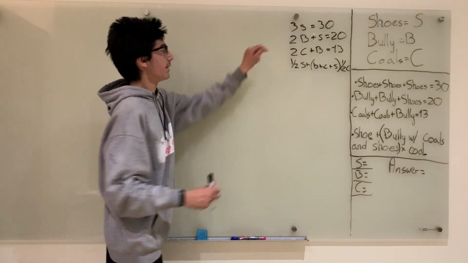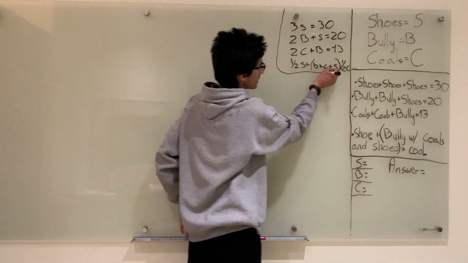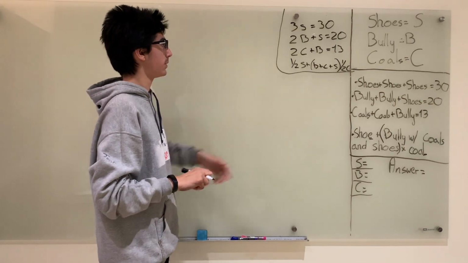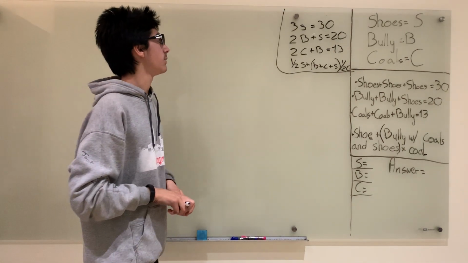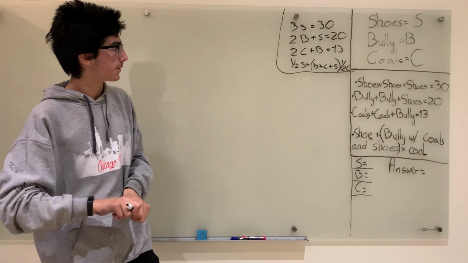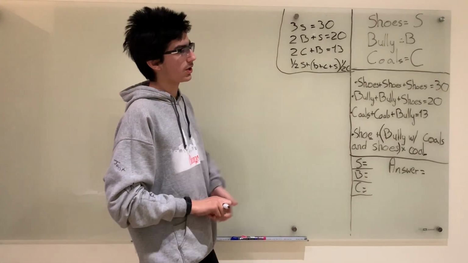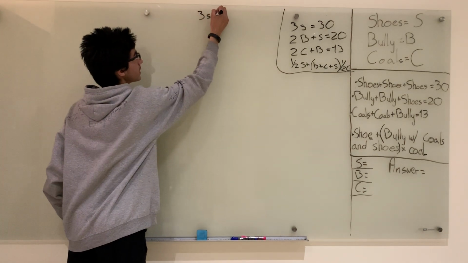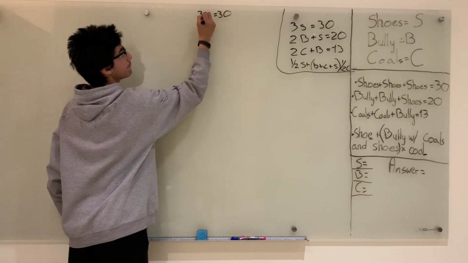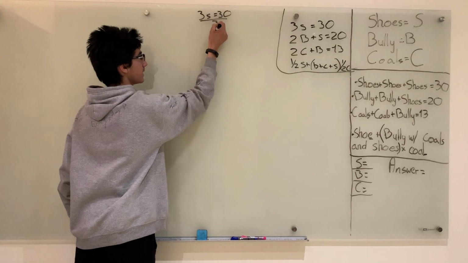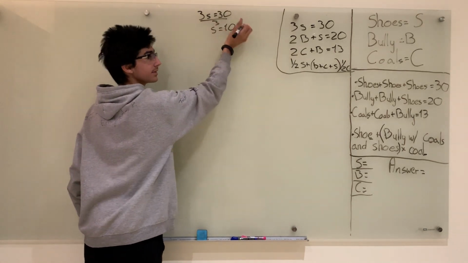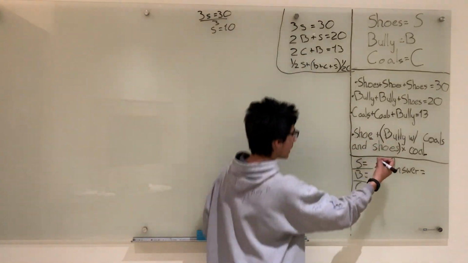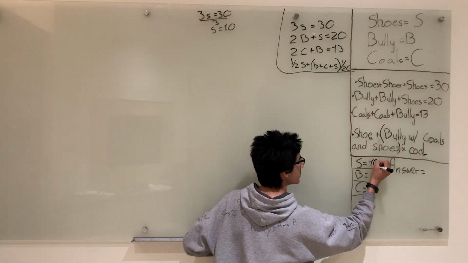So now we could, with this information box, I like to say, we have 3 shoes for 30, 2 bullies and a pair of shoes for 20. We have 2 coals and a bully for 13. And then, of course, we have our final equation, which we're trying to solve for. So starting with the first one, we have 3s equals 30. You divide both sides by 3 to get s equals 10. Wow, that was pretty easy. So now in my little answer space here, I can write s equals 10.